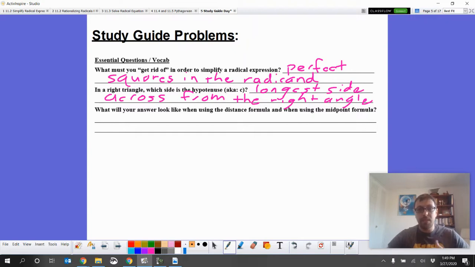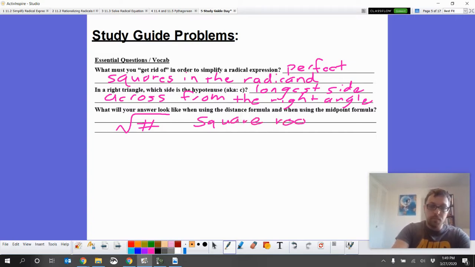The midpoint formula we did not cover. It's not in this distance learning stuff. So we're just worried about the distance formula. And the answer is it should be a square root. It should be the square root of some kind of number. So it should just be a square root. Make sure that that square root should be simplified as well. All right, so those are the essential questions.